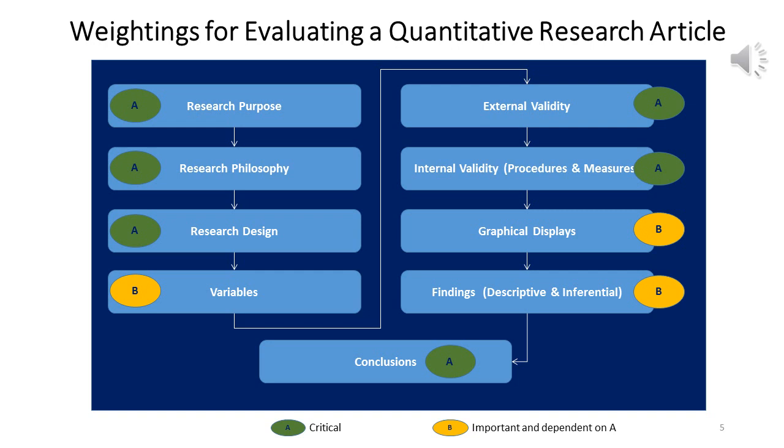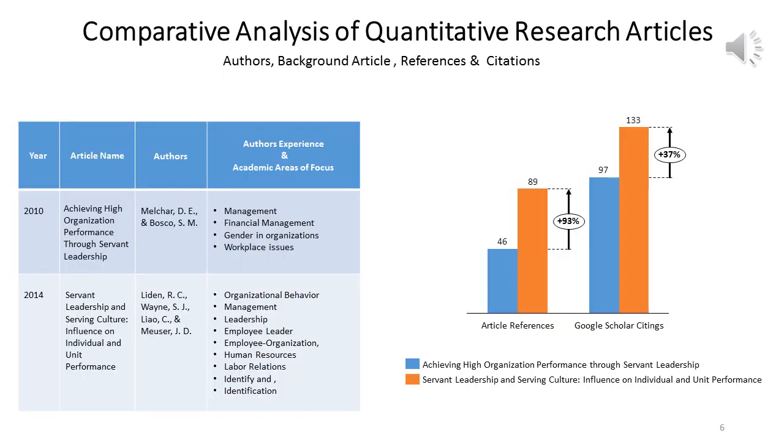Allow me now to share with you the results of having run this criteria on the journal article. Going through the selection process and criteria, the article that I chose to compare against the 2010 Achieving High Organization Performance through Servant Leadership was an article written in 2014 called Servant Leadership and Serving Culture, Influence on Individual and Unit Performance. On the left-hand side, you will find the authors listed. Achieving High Organization Performance through Servant Leadership was written by Melcher and Bosco, and these authors' experience and academic areas of focus are around management, financial management, gender in organization, and workplace issues.